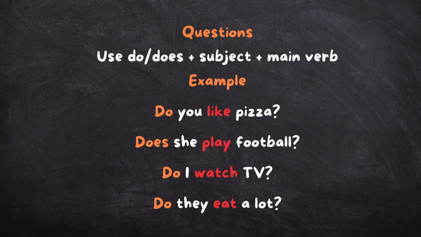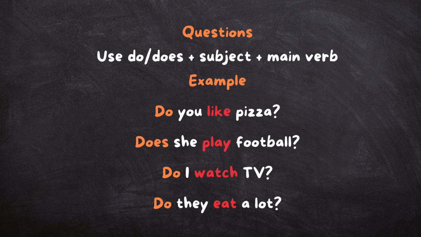So the first example, do you like pizza? We use do because the subject we use here was you, and you takes the verb form do of the verb to do. Our main verb here is like, and then pizza, which is the rest of the sentence. So, do you like pizza?